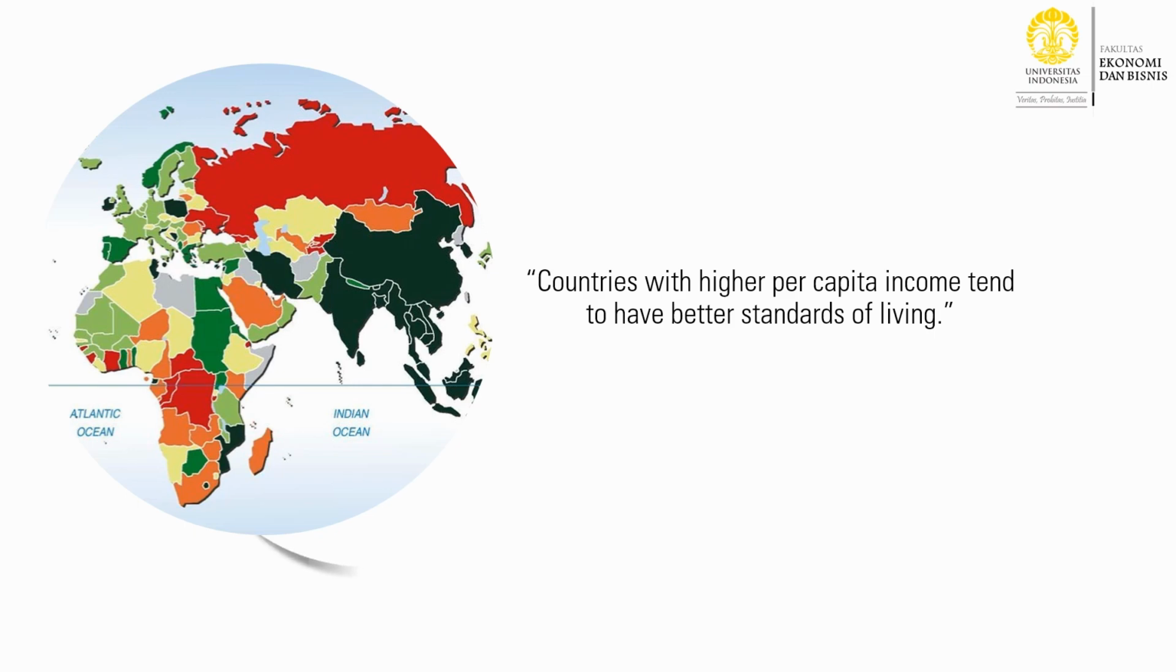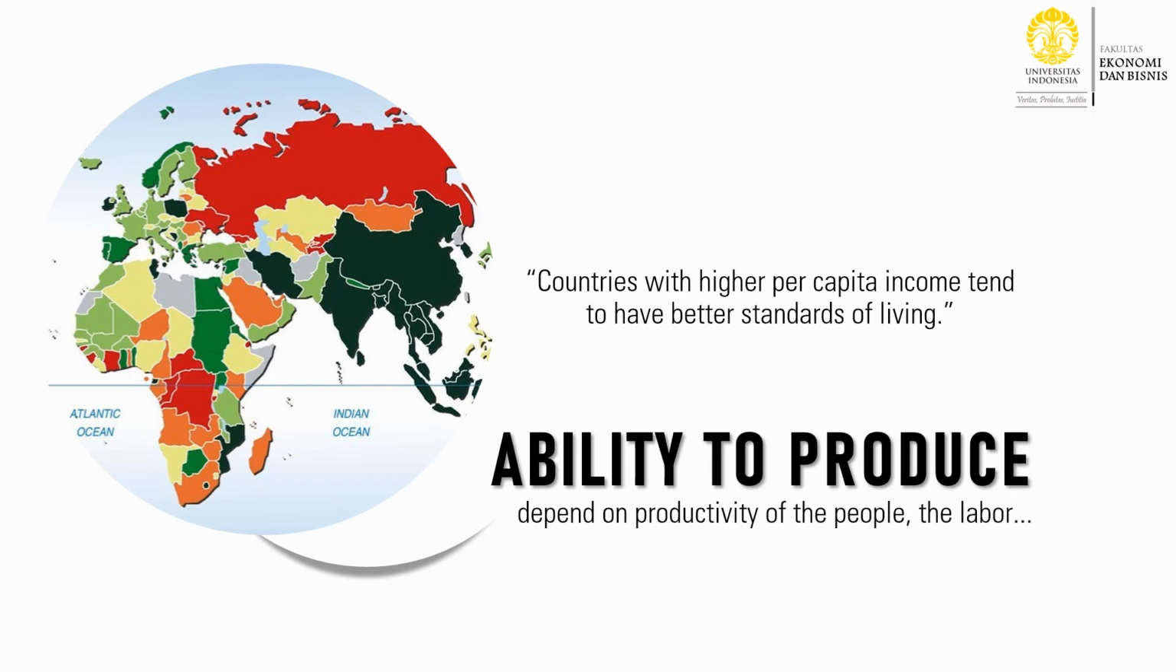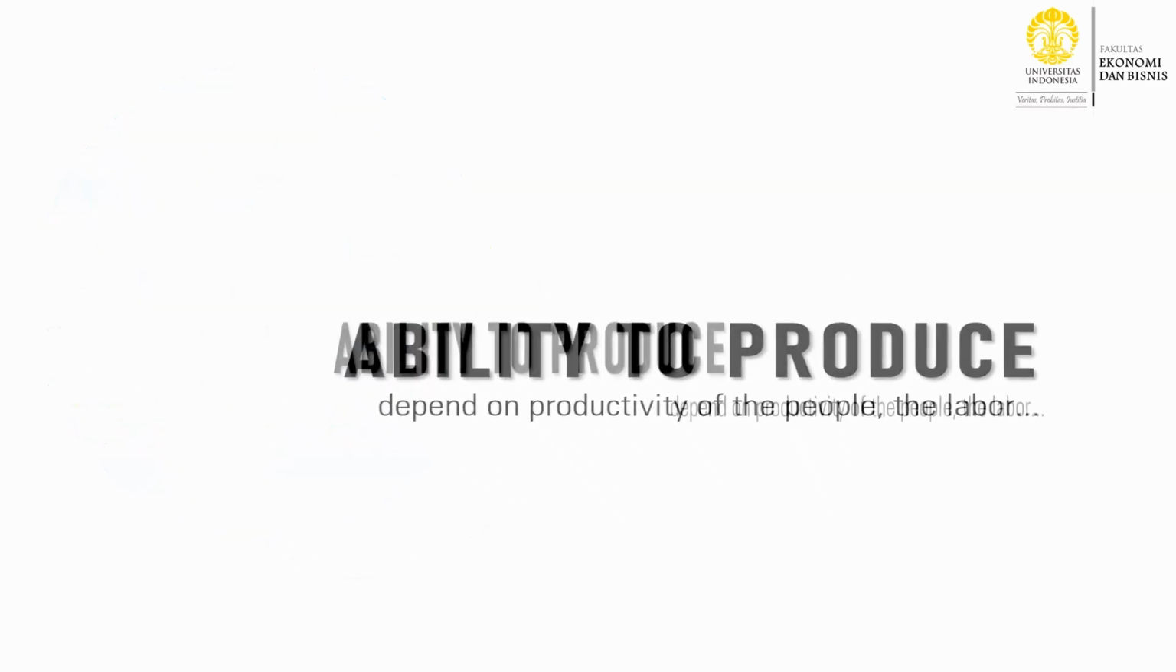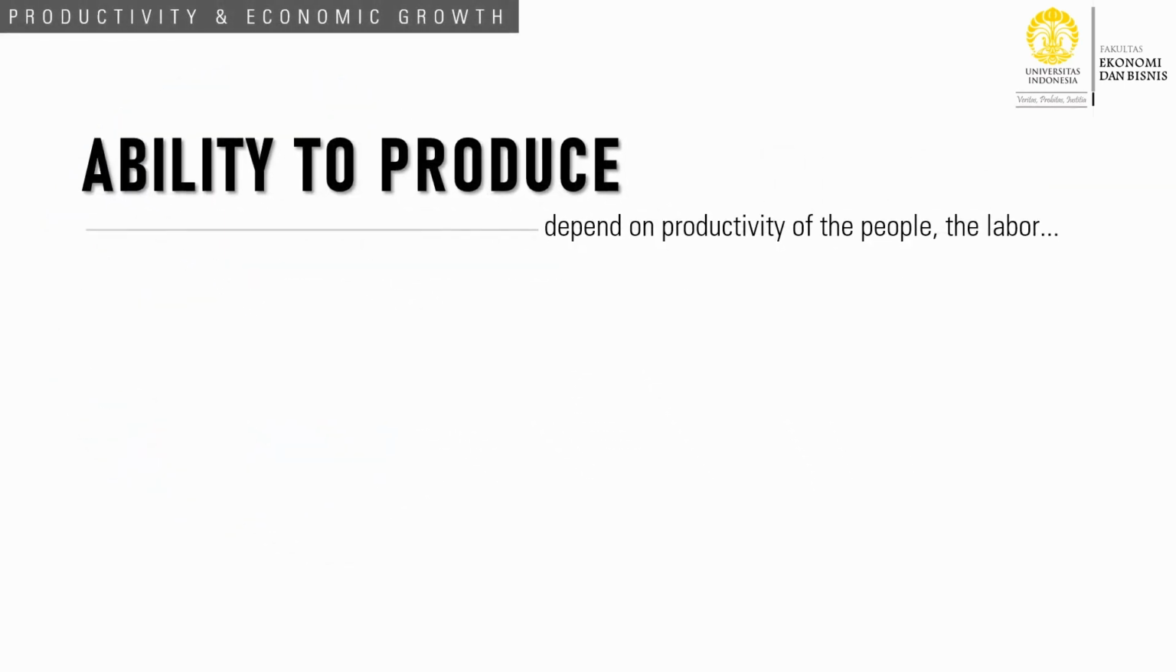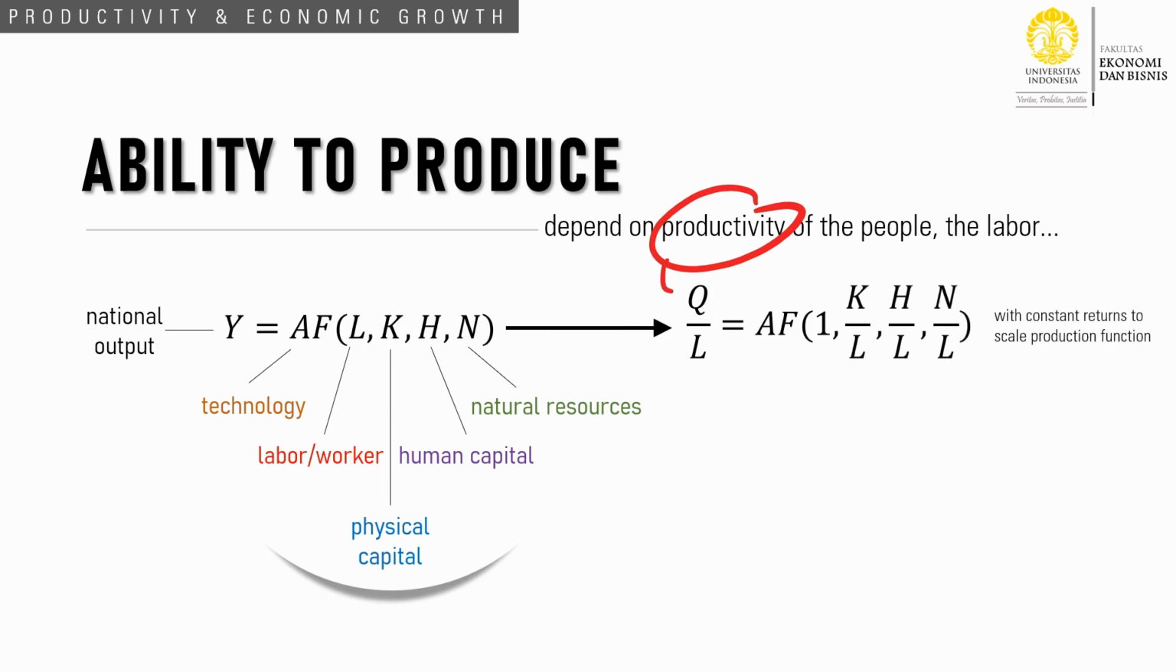Basically, a country's standard of living depends on its ability to produce goods and services, depending on the productivity of the people, the labor. To find out the determinants of productivity, we can start by identifying the general economic production function. It can be expressed like this, similar to the production function of a firm in microeconomics. And with constant return to scale assumption, we can get the production function like this by dividing all the factors of production and hence also the output level with number of labor L.